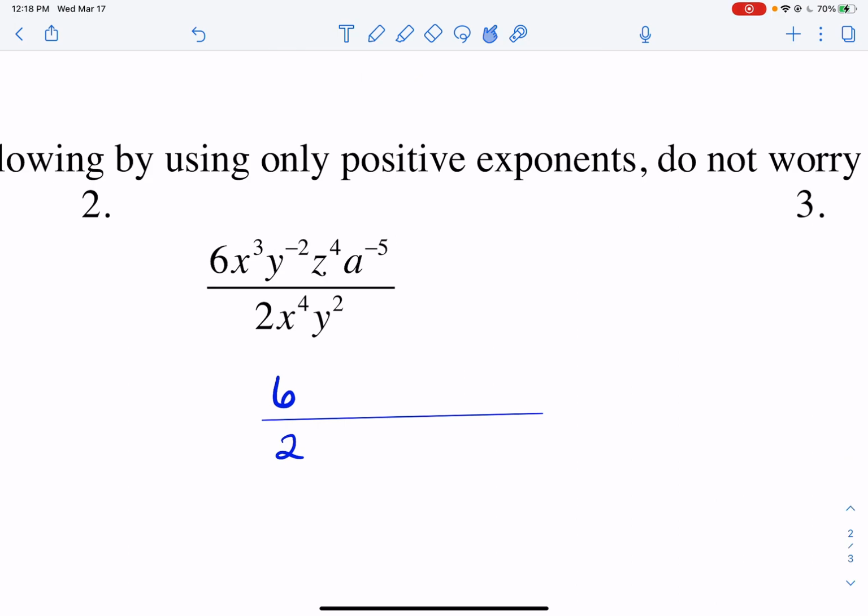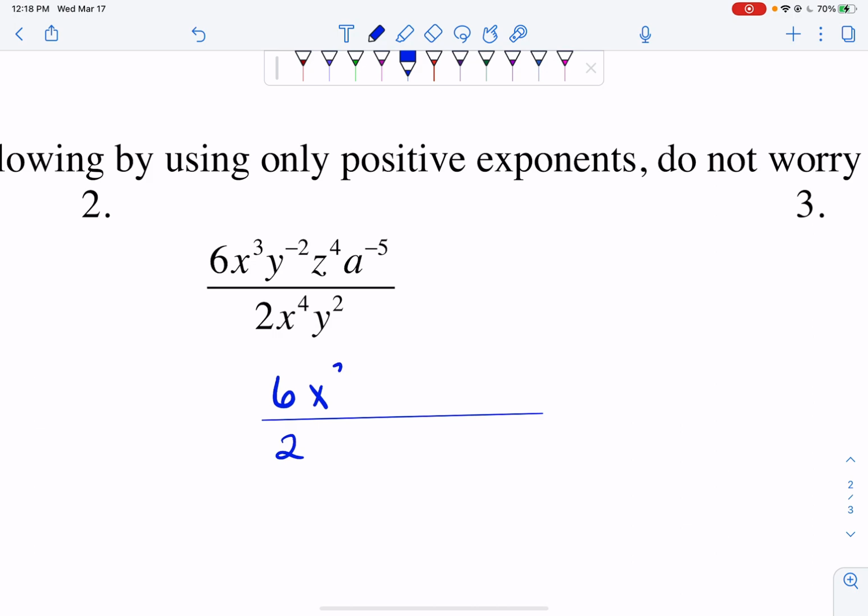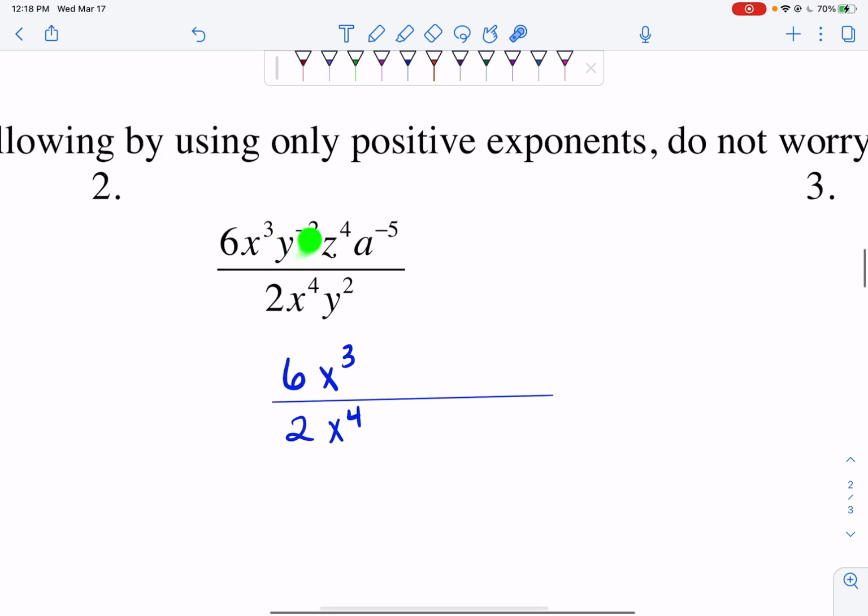I look at my x's. I have an x to the 3rd and an x to the 4th. Those are in good spots as well, so I'm going to keep them where they are. I have a y to the negative 2. I don't like that, so I'm actually going to put that downstairs. And I also have another y to the negative 2 downstairs that I'm going to keep there.